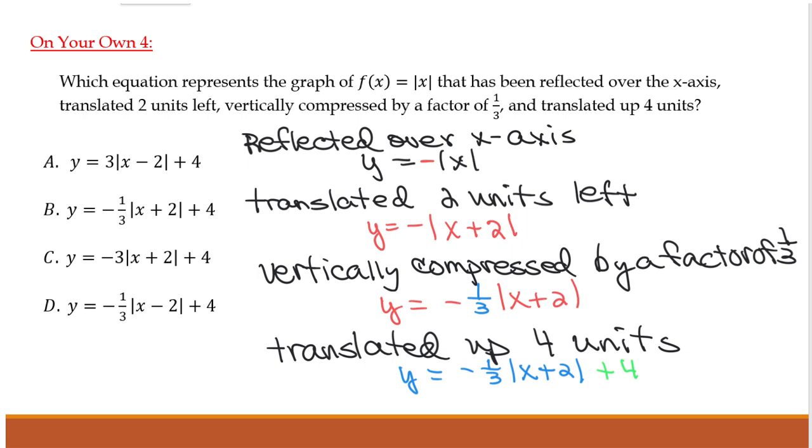Now, I could have just looked at the answers and said, reflecting over the x has a negative, so A cannot be. Vertically compressed by a factor of 1/3 means that it's going to have a 1/3 in it, so C could not be. Translated 2 units left means I'm going to have 2 added inside, and that's the only one that does. And then up 4 would be plus 4 at the end.